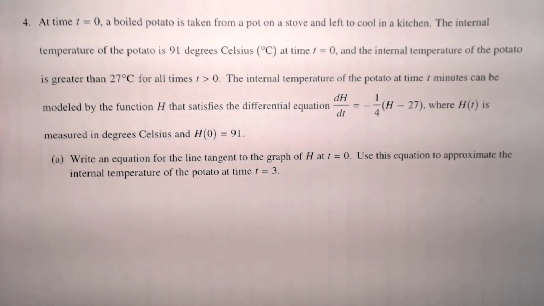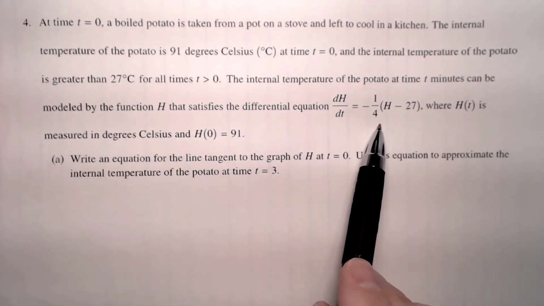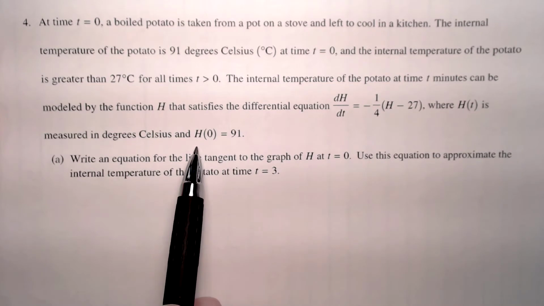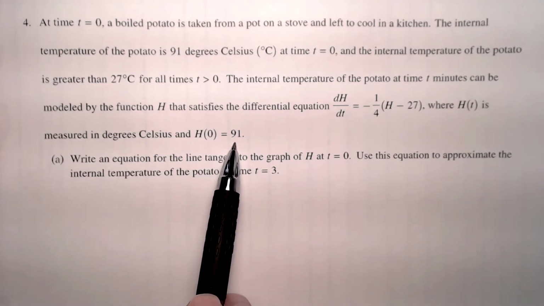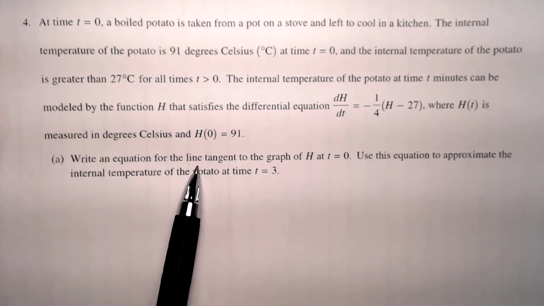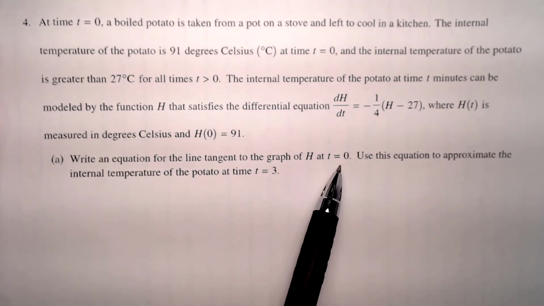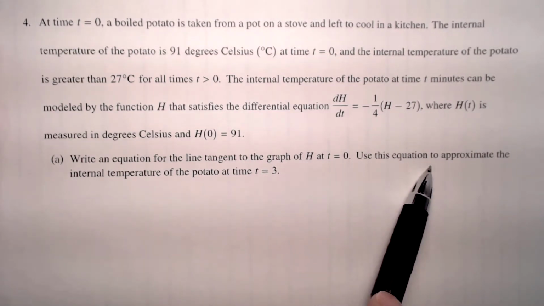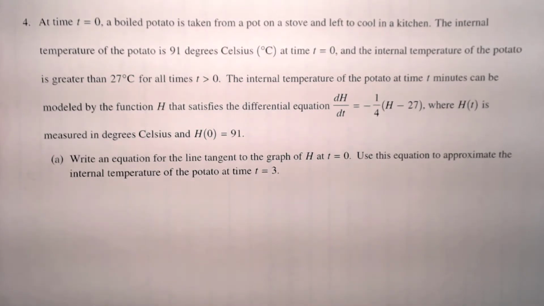In this question, we are given that the internal temperature of the potato is given by this differential equation, and that the initial temperature at time 0 is 91 degrees Celsius. And so the question is to write an equation for the line tangent to the graph of this h at t equals 0, and use this equation to approximate the internal temperature at time t equals 3.